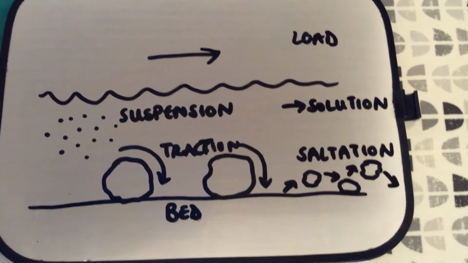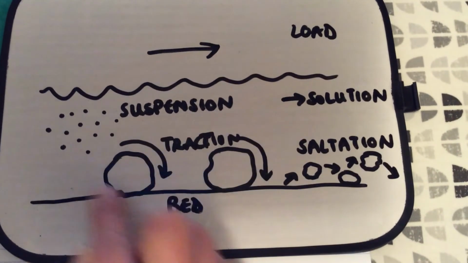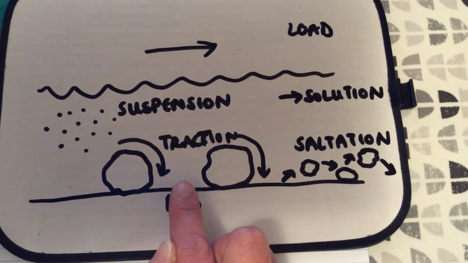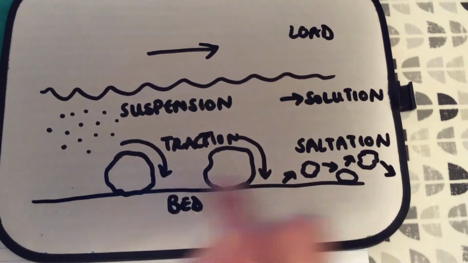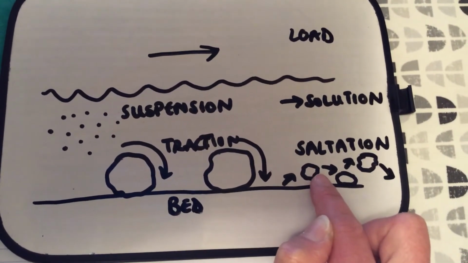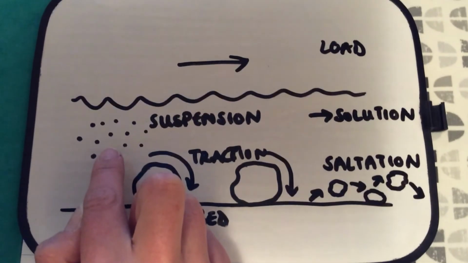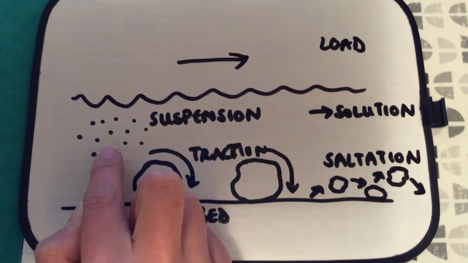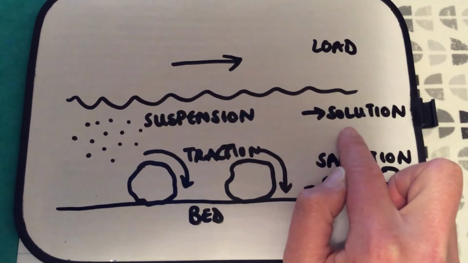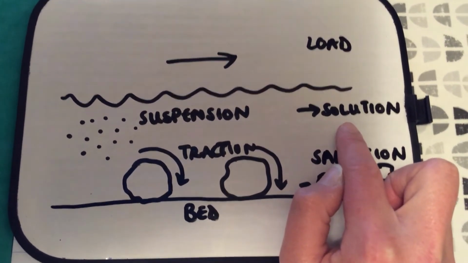So we've got our 4 types of transportation. The largest particles, these boulders, carried by traction, rolled along; saltation, smaller pebbles bounced along; suspension, tiny particles like a grain of sand floating along; and dissolved minerals travelling in solution.